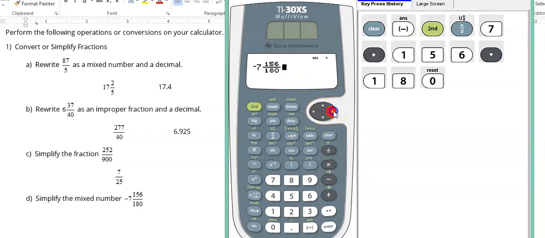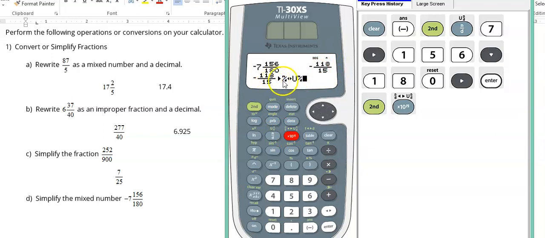I'm going to hit enter. It may actually give us an improper fraction. Let's see. And it did. It gave us an improper fraction, but it simplified it. So notice this 180 in the denominator here it's a 15. So now let's change this back to a mixed number. So I'll hit this one that toggles between the two. And we have -7 and 13/15.